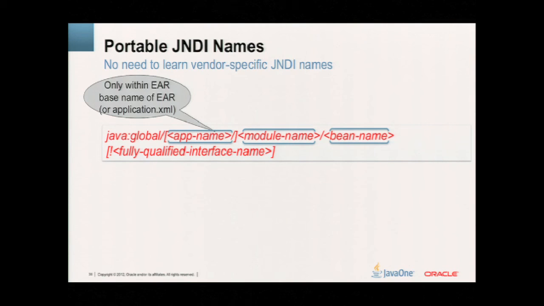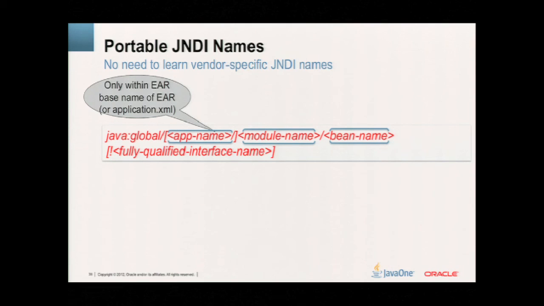So module name is the name of your module, and you can override the app name in your application.xml and module name in ejb-jar.xml or web.xml, because it will be the name of the war or jar minus the dot suffix. And bean name is your unqualified bean name by default. If this bean exposes only a single view, remote, local, no interface, doesn't matter, that's enough. You don't need anything else.